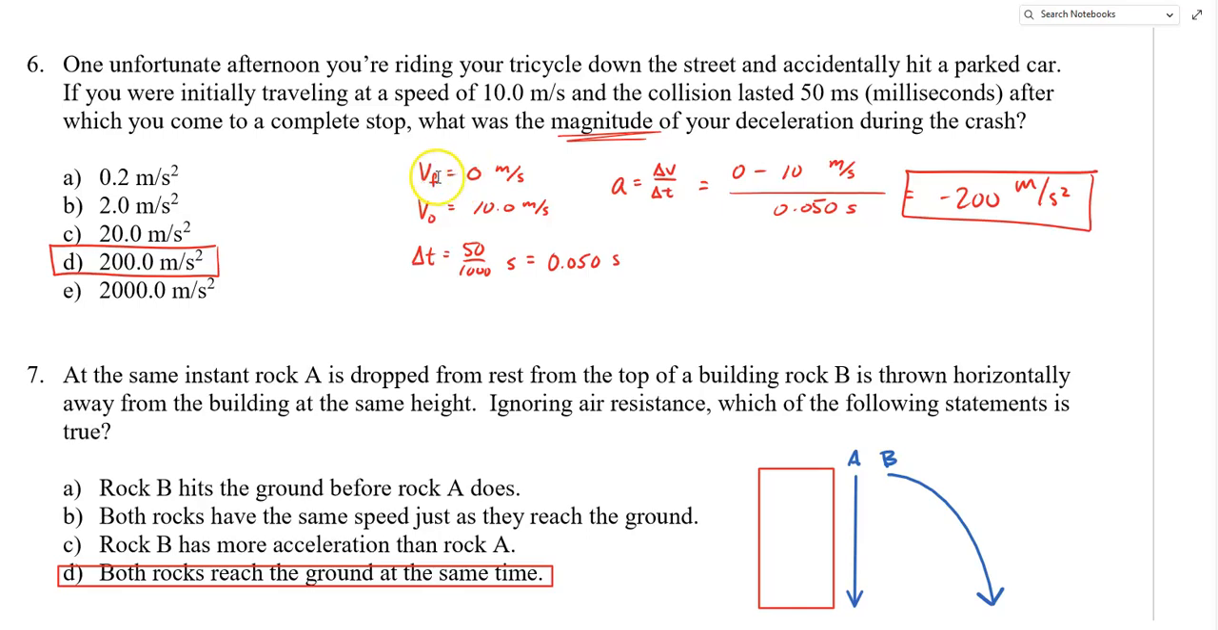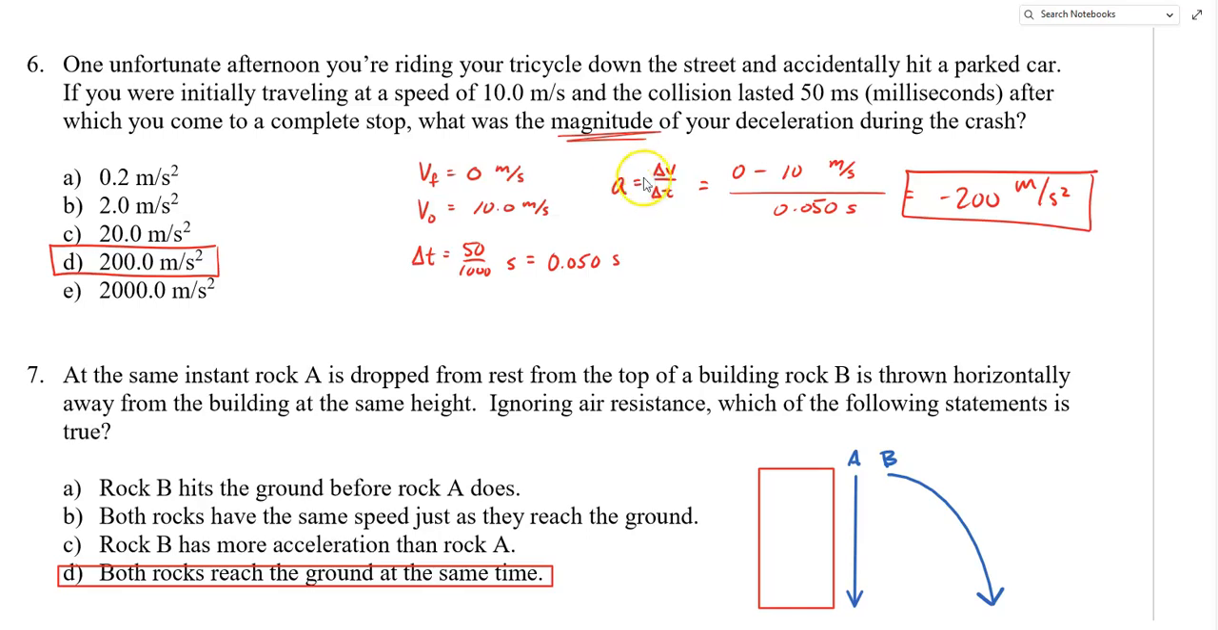Well, we know that we come to a stop, so our final velocity ends up being 0. That's an implied quantity from the problem. Our initial velocity was 10 meters per second, and the time that it took to come to a stop is 50 milliseconds, which is 50 one-thousandths of a second. So that's 0.05 seconds.